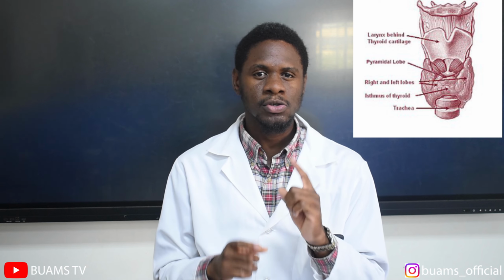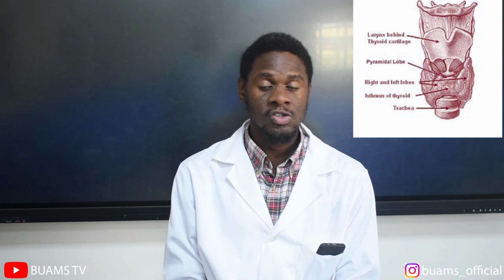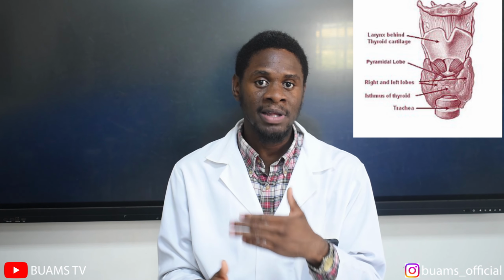Okay, so the gland has two lobes, the right and the left lobe, and they're connected together by what they call an isthmus. And then in some people, you can also see what they call the pyramidal lobe also.